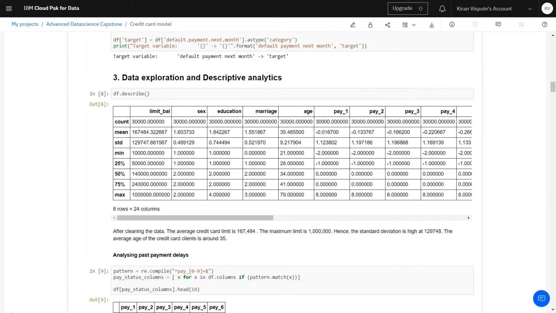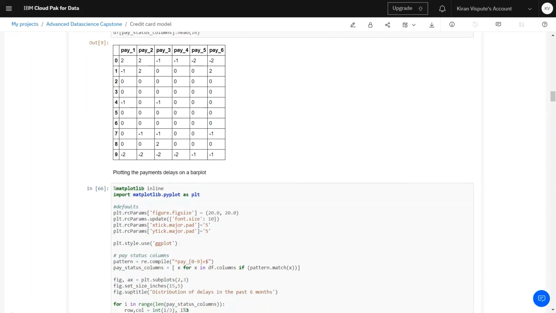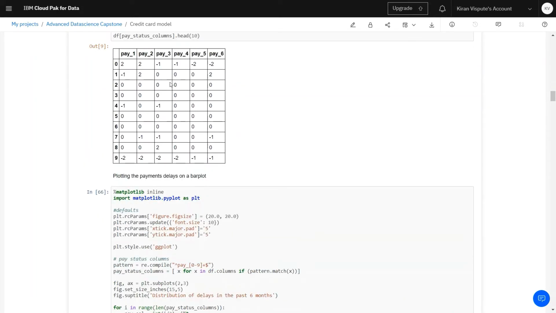The average age of credit card holder is also 35 years of age. Moving ahead, what we analyze in the data visualization and data exploration is the past payment delays. We can notice that there have been some payment defaults. However, they have also recovered in the past 2 to 3 months. So some of them have a clean payment history and some of them have defaulted.